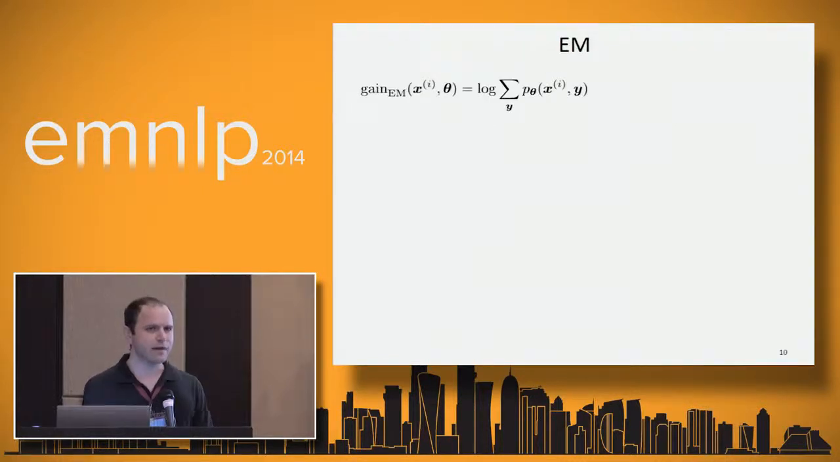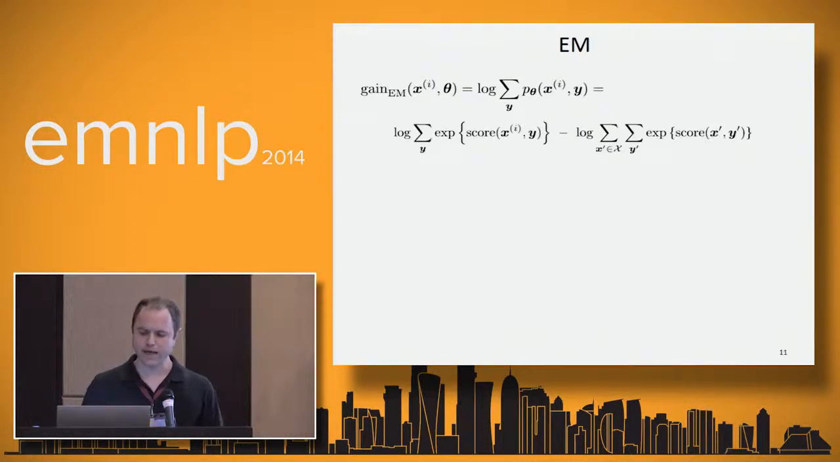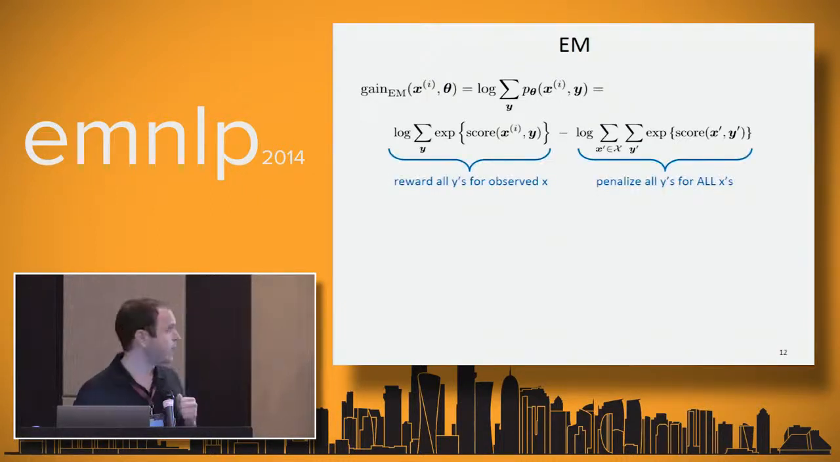The gain function for EM is simply the log marginal likelihood. Given a sample xi, we sum out all values for the output y. For our model, this has this form where we have these two terms. The first, we're trying to increase the score of all y's for the observed xi. And the second, we're trying to penalize all y's for all x's. I'm writing it in this way for reasons that will become clear for comparison to the other training criterion.